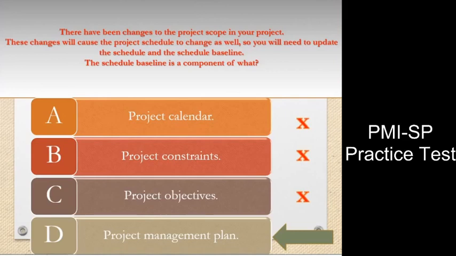Answer option C is incorrect. The schedule baseline is not a project objective. Answer option A is incorrect. The project calendar defines when the project will take place. Answer option B is incorrect. Project constraints are restrictions imposed on the project, such as time, cost, and scope.